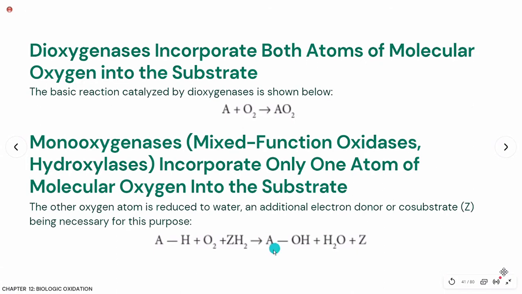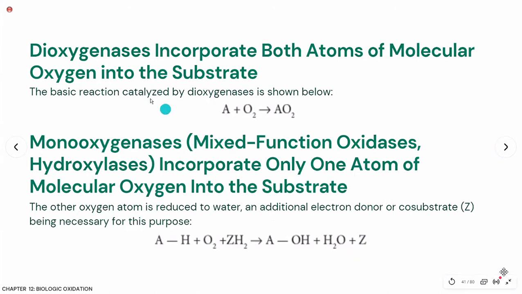And it becomes now an OH, so hydroxylated. This substrate is hydroxylated, AOH, one of the hydrogens. One hydrogen here forms the OH. And the two hydrogens from this another reduced substrate are formed into water. So where are the two oxygen? Here and here. Because that is O2 here. So one oxygen here, another oxygen here. And you have now an oxidized substrate, Z.